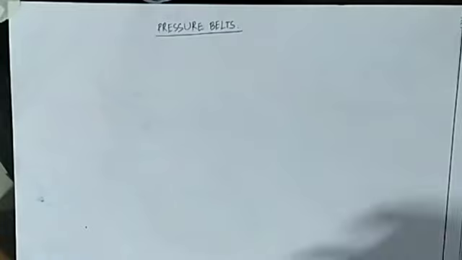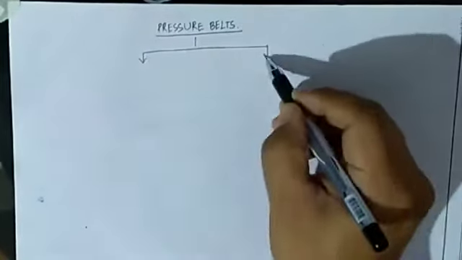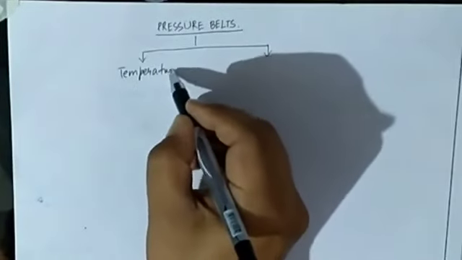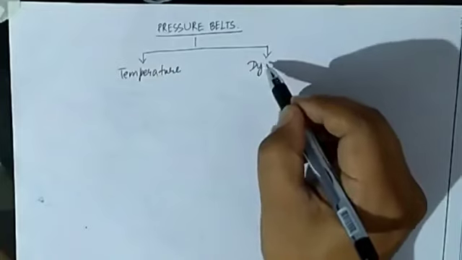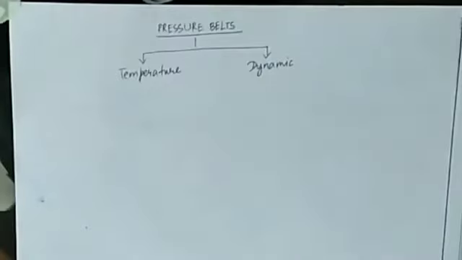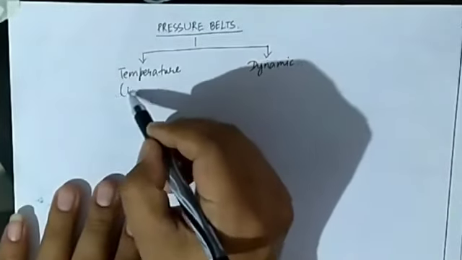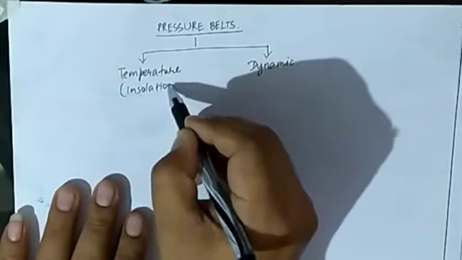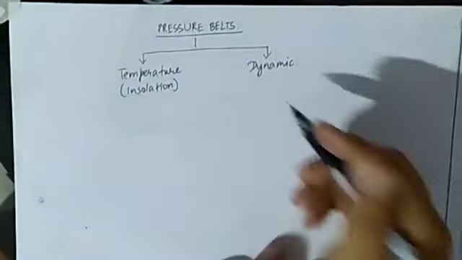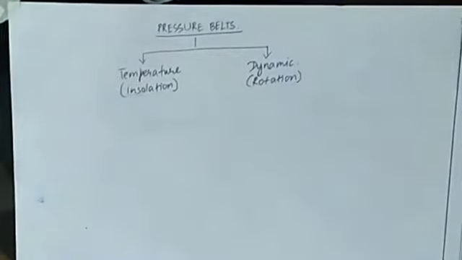Now, broadly, the pressure belts have been categorized into two types. One is the pressure belts formed due to the difference in temperature, and another is the pressure belts formed due to dynamic reasons. The reason behind the pressure belts formed due to temperature is the insolation, the heat which we receive from the sun, and the reason behind the dynamic pressure belts is the rotation.